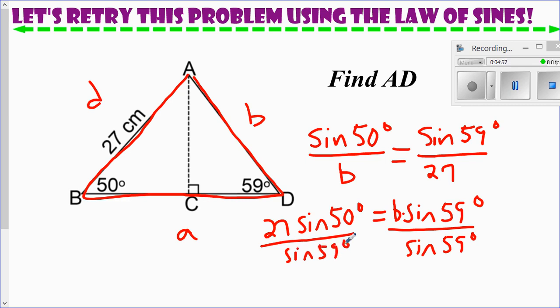And when I do that, I'm going to get the length of B, which is the side length of segment AD. So in the calculator, I am typing 27 times the sine of 50, and I'm dividing that by the sine of 59.